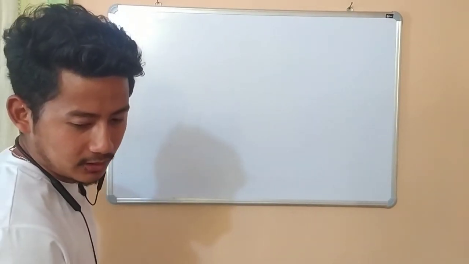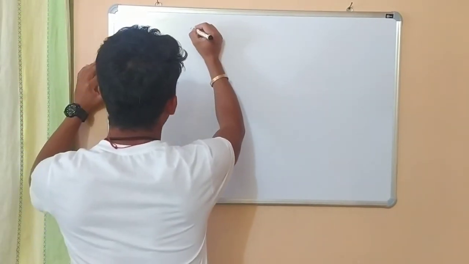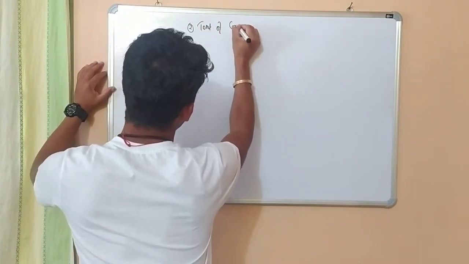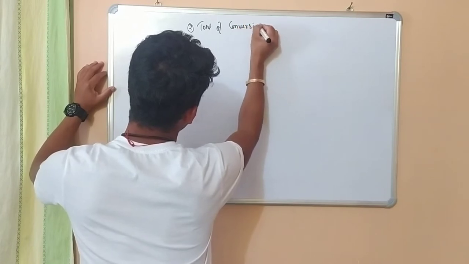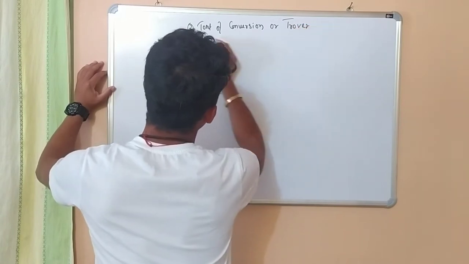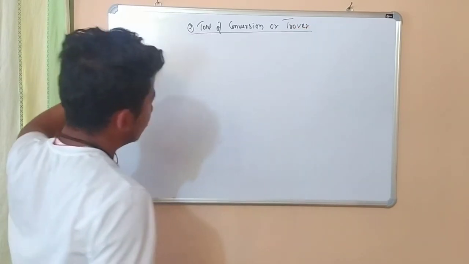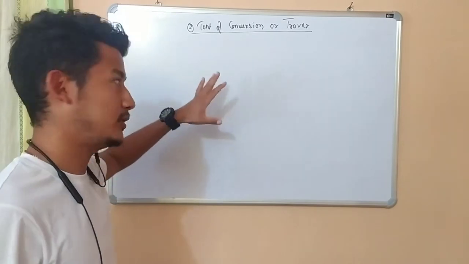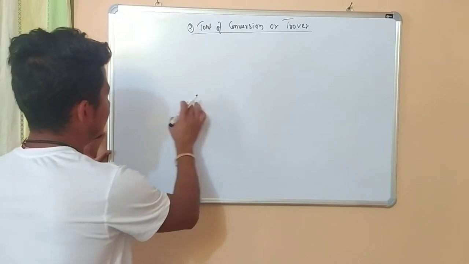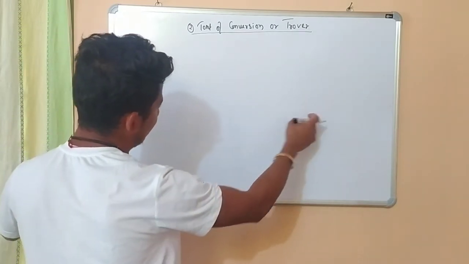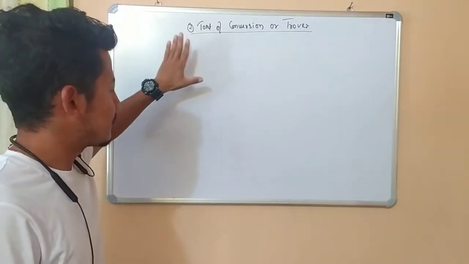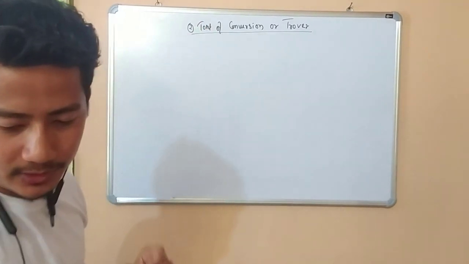Now the next topic is the tort of conversion. Conversion is also known as trover. What is trover? This question might come in the exam also. Suppose A has committed this act against B, so what kind of tort is this? This kind of question might come in the exam, so watch this video very carefully.